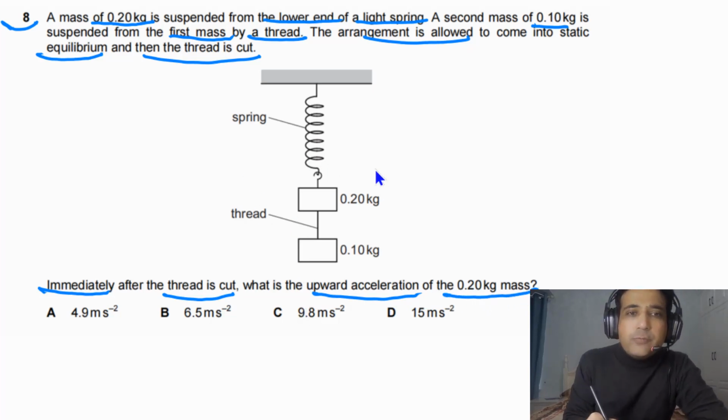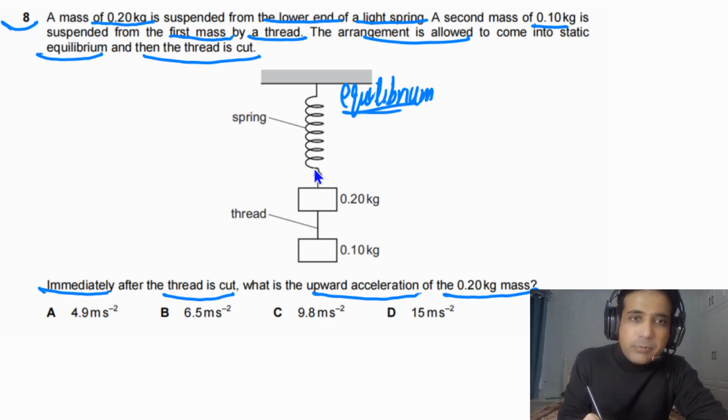So first of all, we have this arrangement, and this is in static equilibrium. It simply means that we can find out the force in the spring, and we can draw the free body diagram.